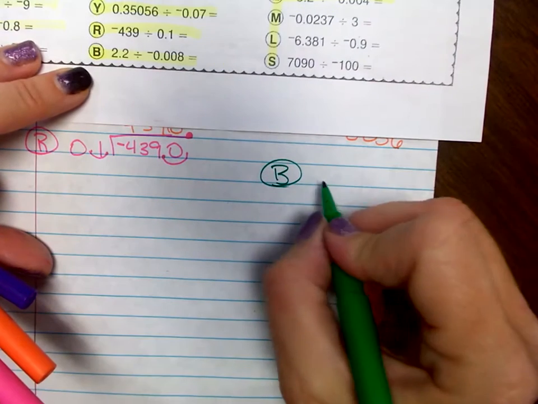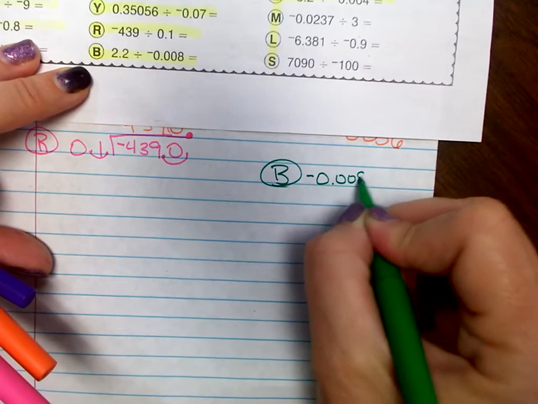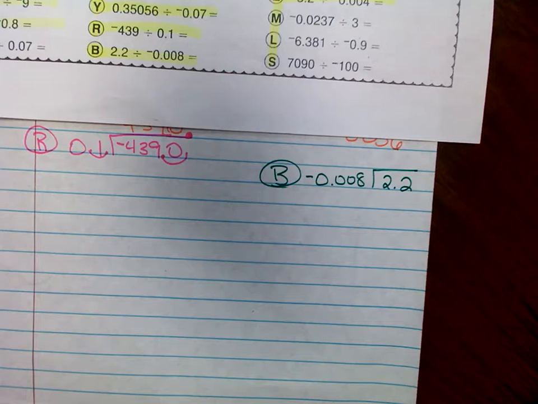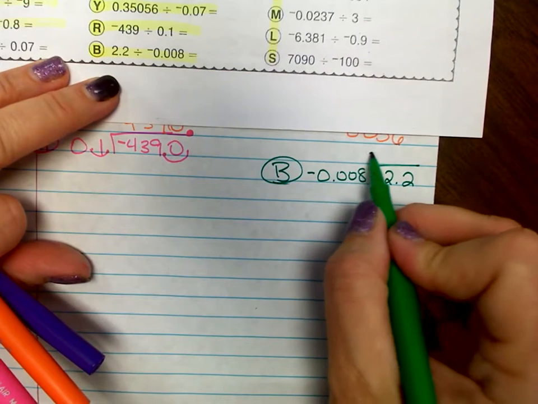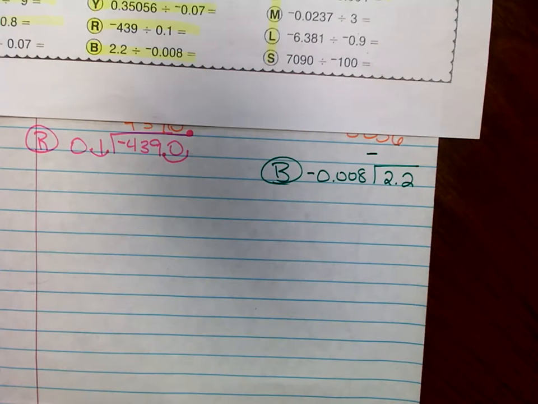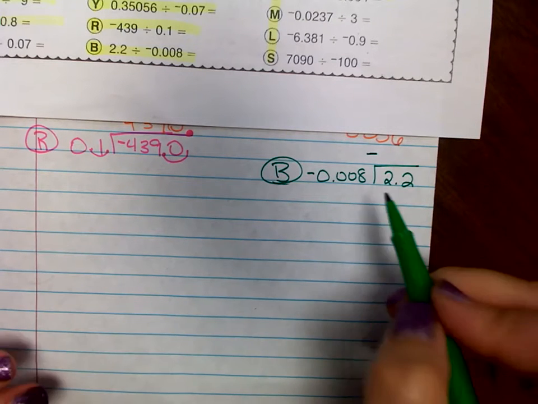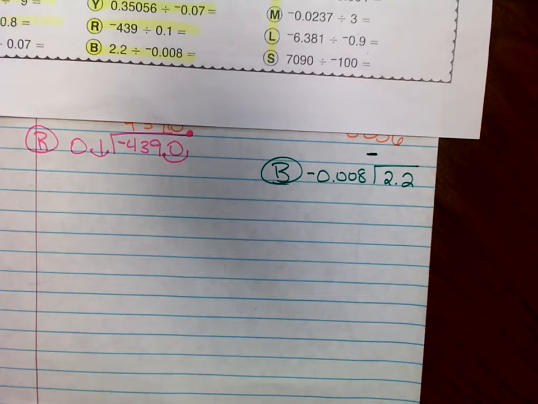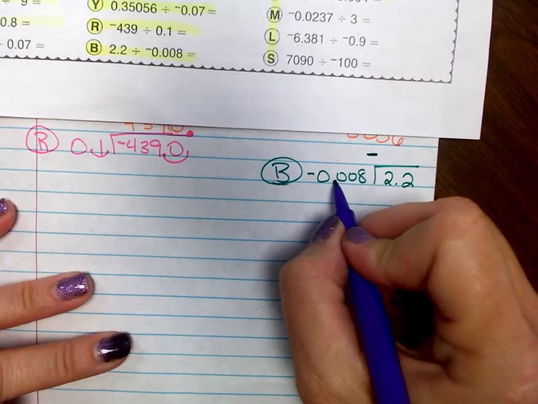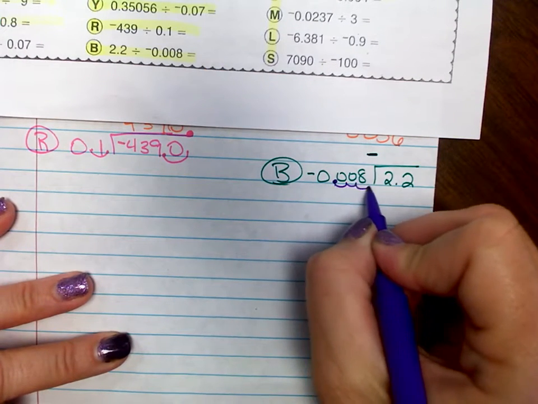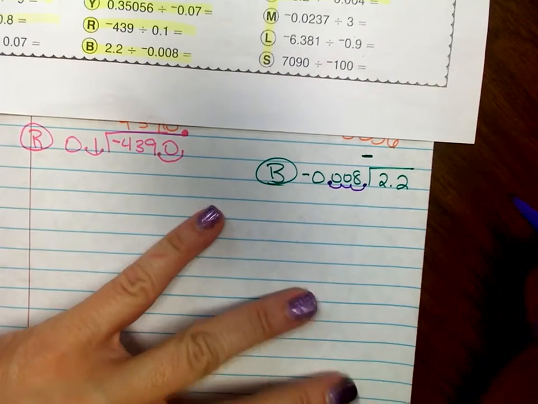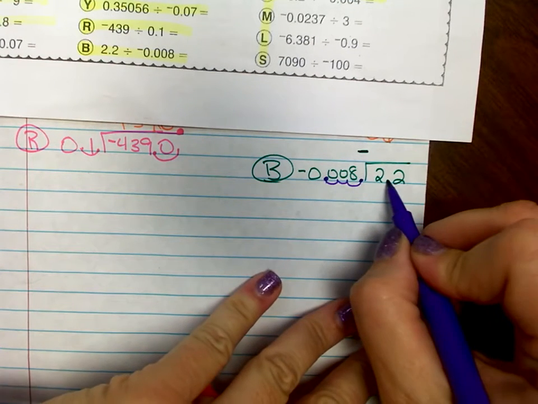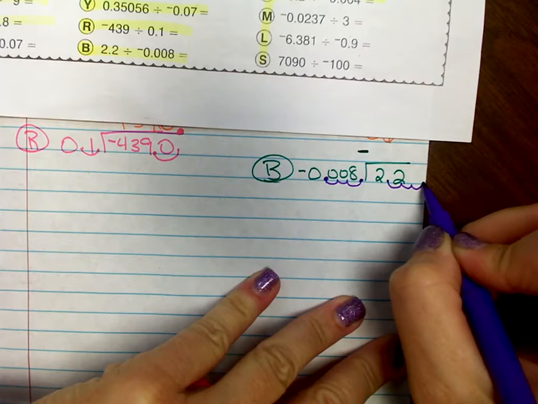Okay, so negative 0.008 and 2.2. So I can tell you that my answer is going to be a negative, because I have a positive and a negative, and that's always a negative. This one's a little tricky just because I have to move the zeros again. So let's move the decimal. 1, 2, 3. I said move zeros. We're going to add zeros so we can move the decimal. So this is where it's a little tricky. Move this decimal. 1, 2, 3.